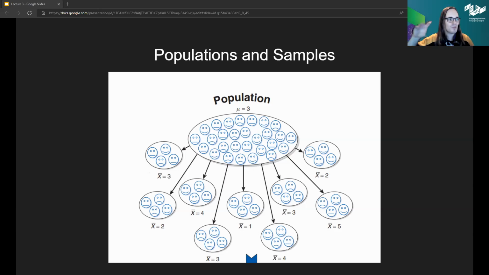Now, if you get a bunch of samples, they're all going to have different sample means. This sample here had a mean of 2, this sample had a mean of 5, this had a mean of 1. So they're not exactly the same as the population mean. You have a distribution of sample means, but taken together, these samples let us know what the population is. If we had every single possible sample, then it wouldn't be hard to get the total population mean because they all add up to be the population.